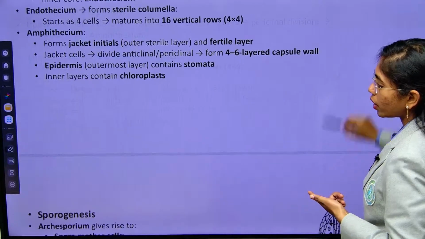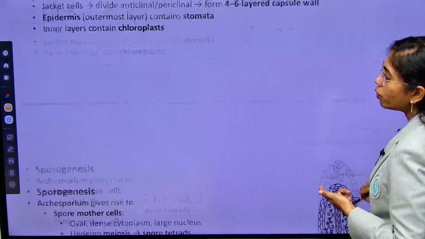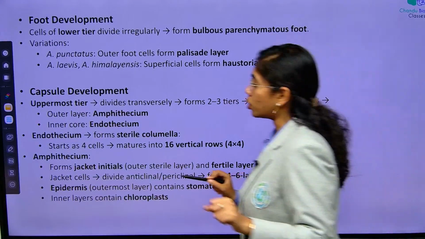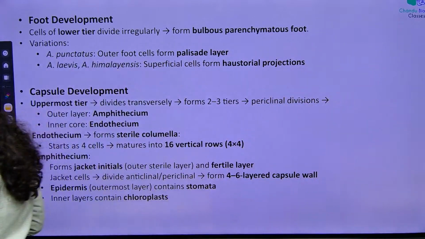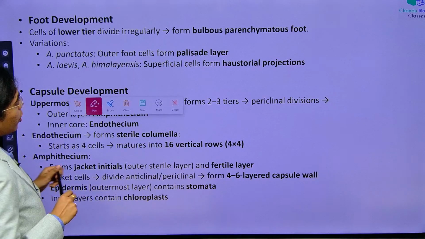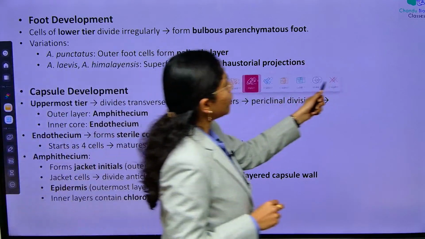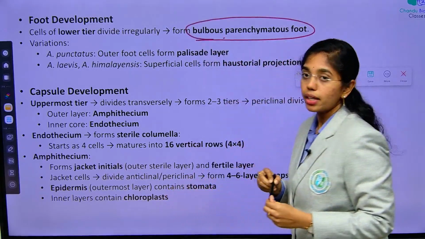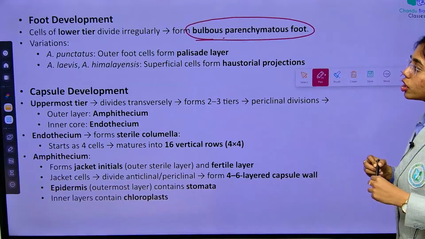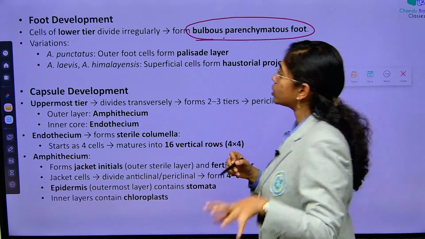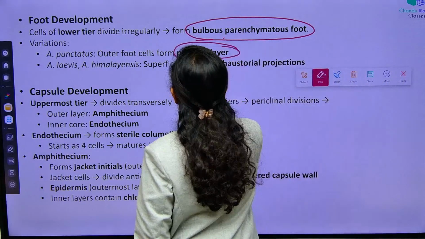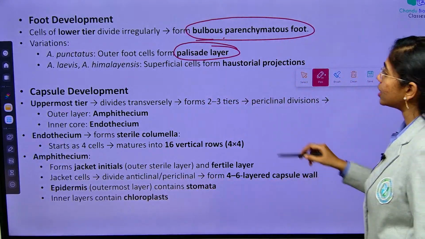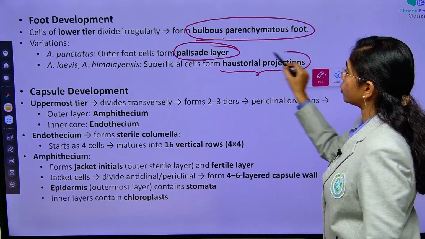And next, foot development, how foot and capsule are formed. Seta of course you cannot find, but you can see foot and capsule in Anthoceros. Foot, lower tier will turn to foot. Lower tier of octant embryo will turn to foot. Foot will be of what shape? Bulbous parenchymatous foot is formed at the lower end. In Anthoceros punctatus, outer foot cells they form palisade layer, and in Anthoceros himalayensis, superficial cells they form haustorial projections.